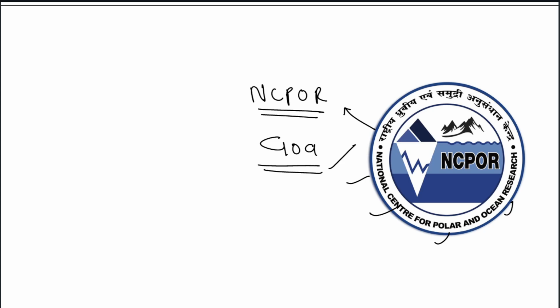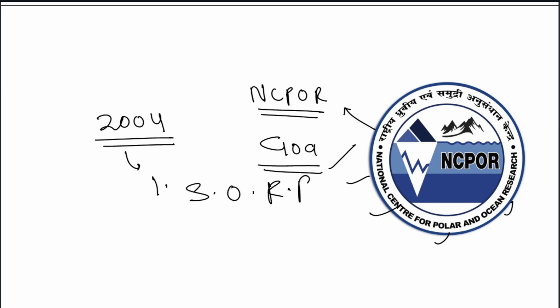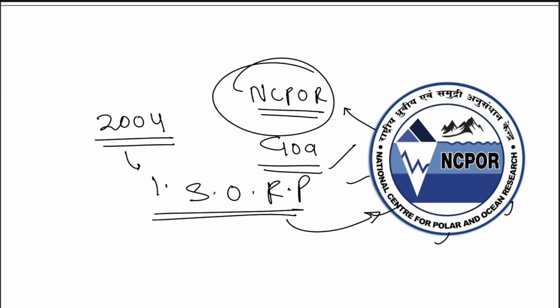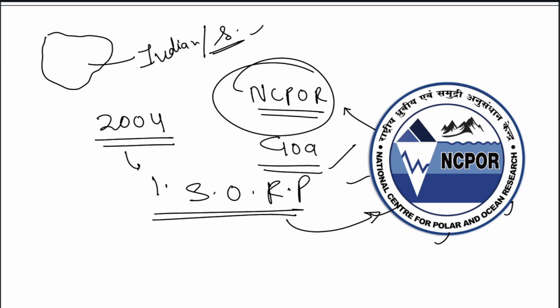Since 2004, India has been undertaking the Indian Southern Ocean Research Program, ISORP, under this nodal agency, NCPOR, located in Goa. These mountains, ridges and structures were discovered by Indian oceanographers and scientists. So what is the significance of these structures?